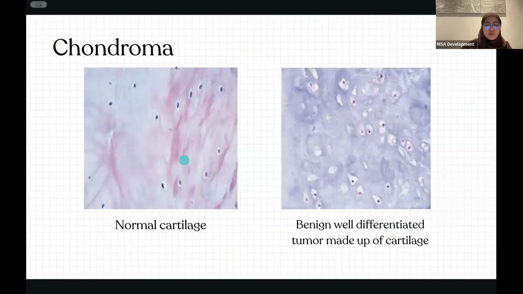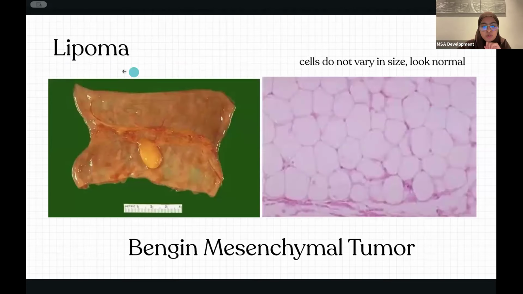Chondroma here, you could see a normal cartilage, and you could see here, this also kind of looks normal, but there's just more cells. This is benign because it's well differentiated. Well differentiated meaning it still resembles the normal cells, the mature cells. Poorly differentiated, it doesn't look like the mature cell version. It's undifferentiated, you can call it. So this is chondroma. Now moving on to lipoma.